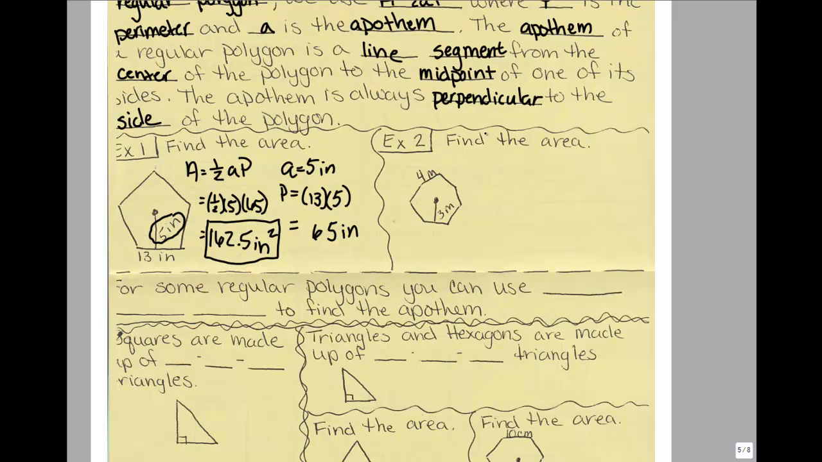Find the area of this one. So again, A is equal to 1/2 the apothem times the perimeter. The apothem in this one is right here, which is 3 meters. The perimeter is 4 times how many sides? 1, 2, 3, 4, 5, 6, 7 sides. So 28 meters. So the area is equal to half 3 times 28, which is 42 meters squared.